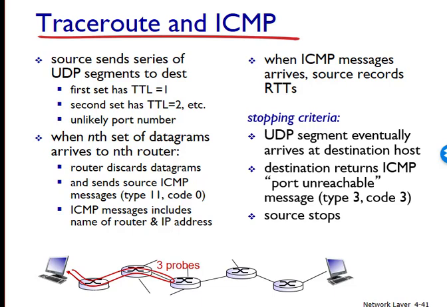Recall that the source increments the time to live field for each datagram it sends. Therefore, one of the datagrams will eventually make it all the way to the destination host. Because this datagram contains a UDP segment with an unlikely port number, the destination host sends a port unreachable ICMP message, type 3, code 3, back to the source.